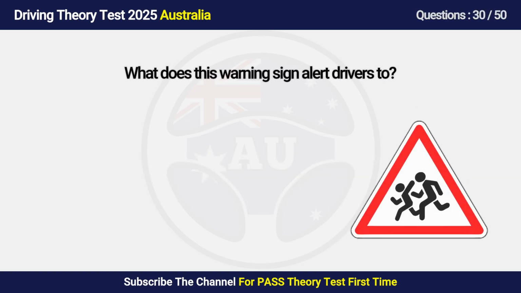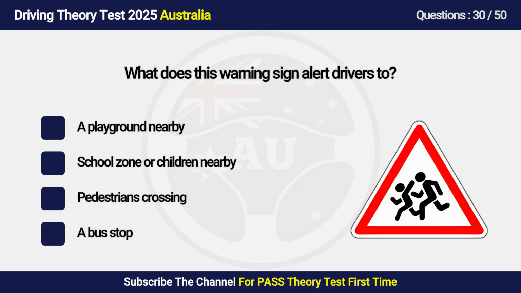Question 30. What does this warning sign alert drivers to? A. A playground nearby, B. School zone or children nearby, C. Pedestrians crossing, D. A bus stop.